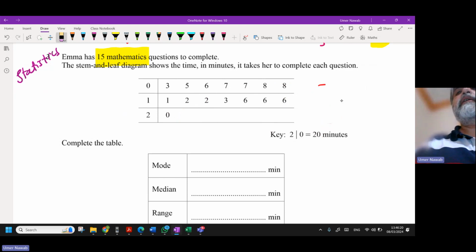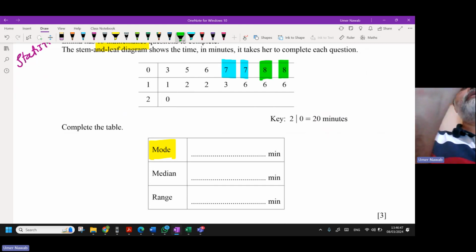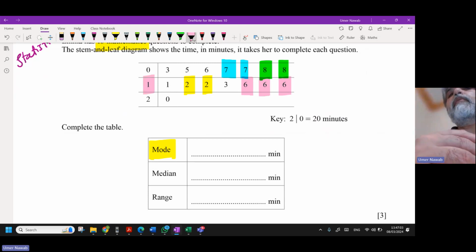When examiner gives you a stem and leaf diagram in IGCSE, he normally asks you, what is the mode? What is the range? What is the interquartile range? What is the median? So these type of question can be asked by the examiner. So mode means which data value is appearing most frequently. So guys, you can check that I have here 7 is appearing 2 times, 8 is appearing 2 times, 2 is appearing 2 times. And most importantly, you guys can see that 16 is appearing three times. So it is appearing most frequently.